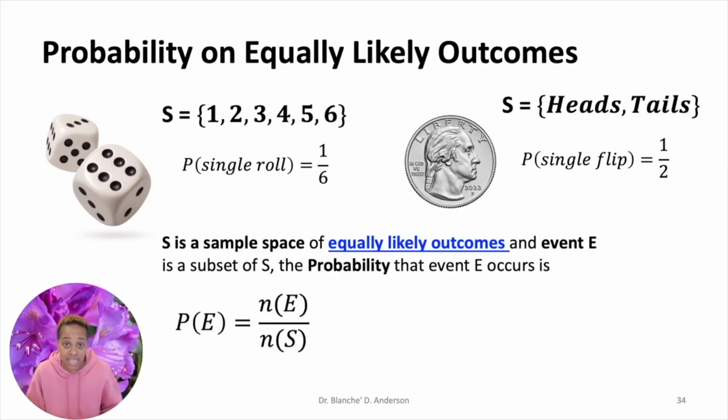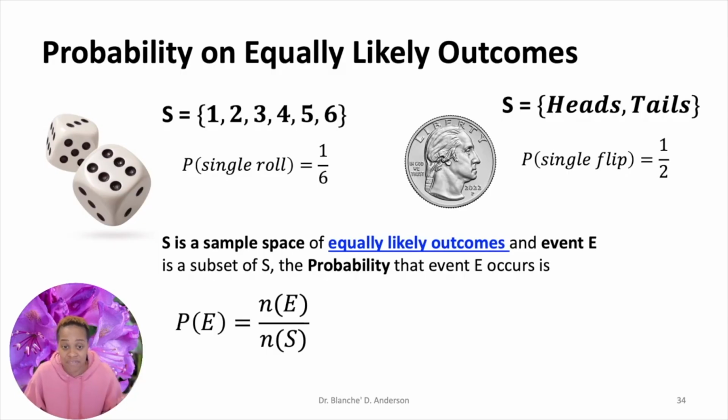So if you have a sample space, now we're getting into the math definition. If you have a sample space that has equally likely outcomes, meaning each outcome has the same chance of happening. Rolling a number on a die, it's 1 out of 6. Flipping a coin and getting heads or tails, it's 1 out of 2. Each outcome has the same chance of happening.